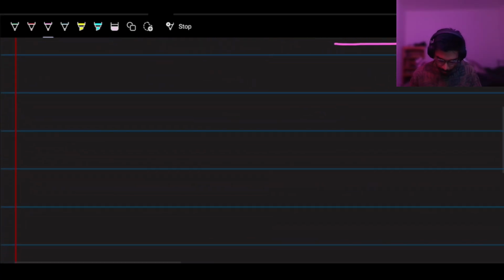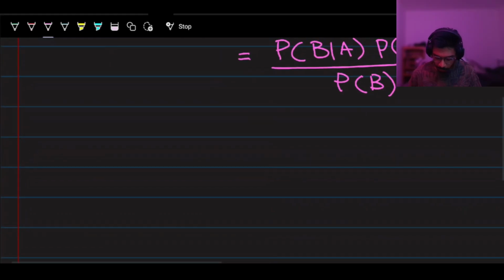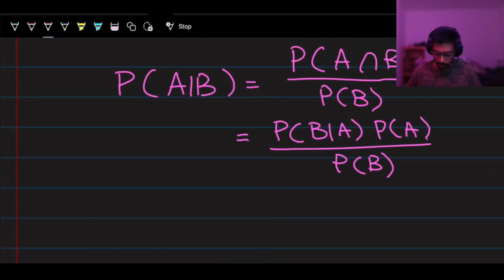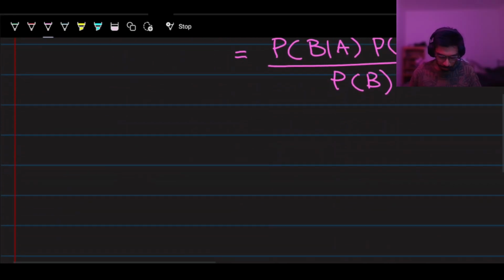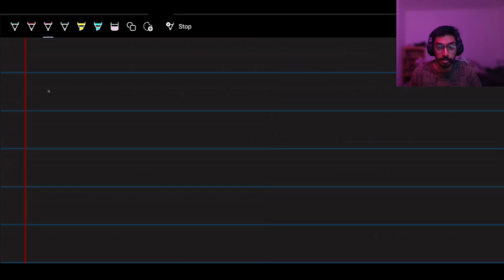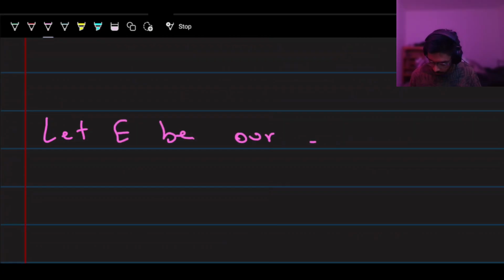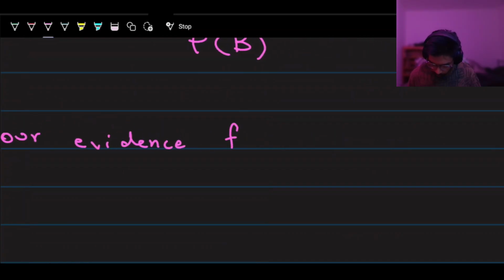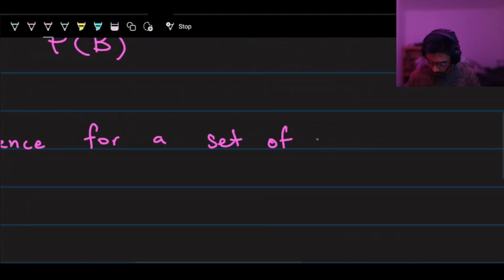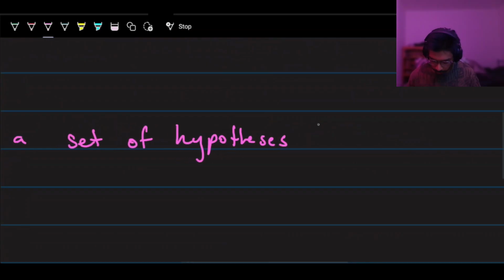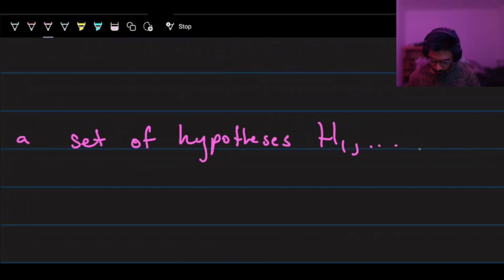So let's actually set up a more involved version of Bayes' theorem for some evidence and a partition of hypotheses. So let E be our evidence, for a set of hypotheses, H1 through Hn.